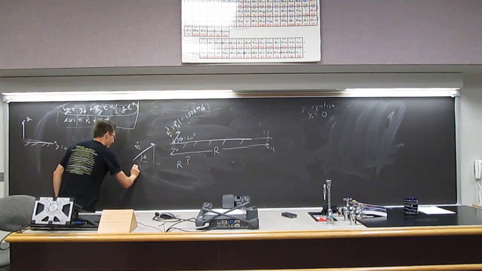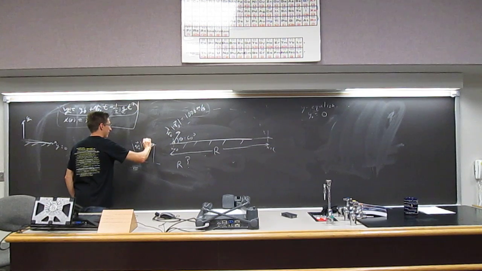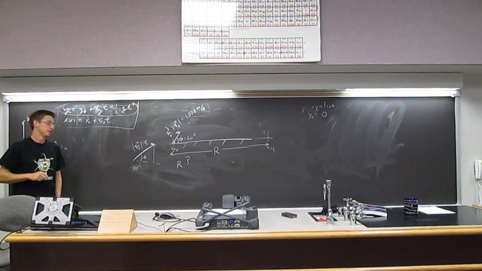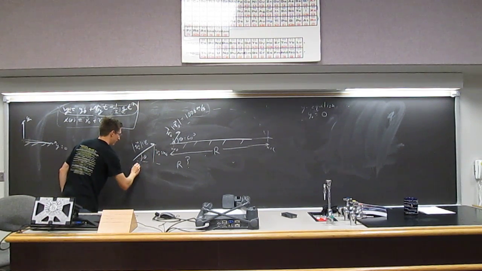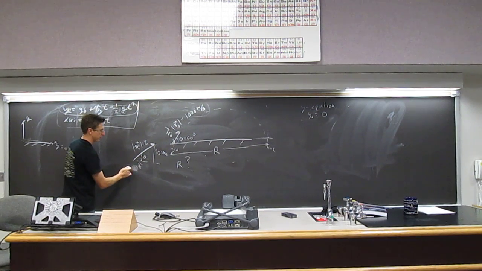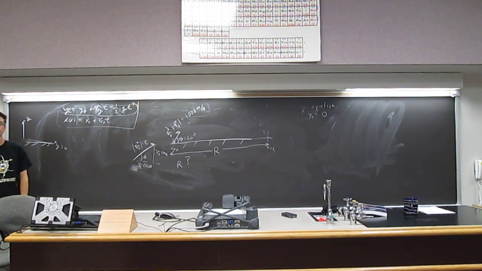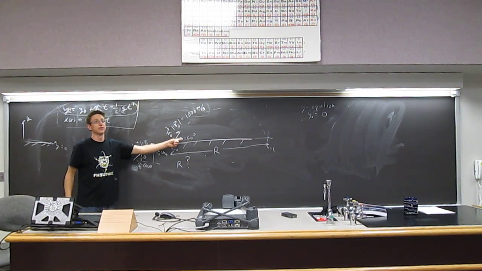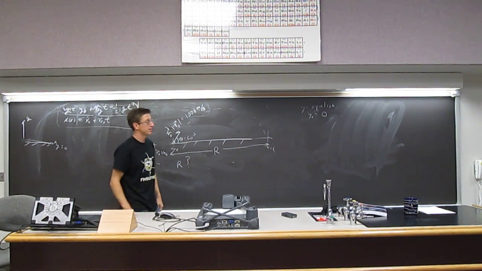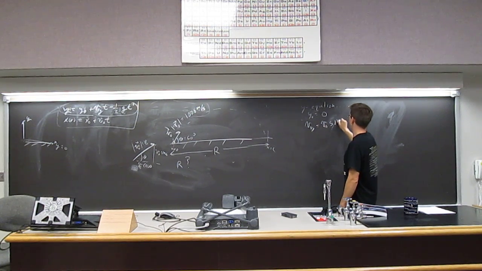So if I call the magnitude of this v naught, then this would be v naught sine of theta, and this would be v naught cosine of theta, like that, okay? So the part of the velocity in the y direction is v naught sine of this angle. That's the tricky part, I guess. Sine of theta.